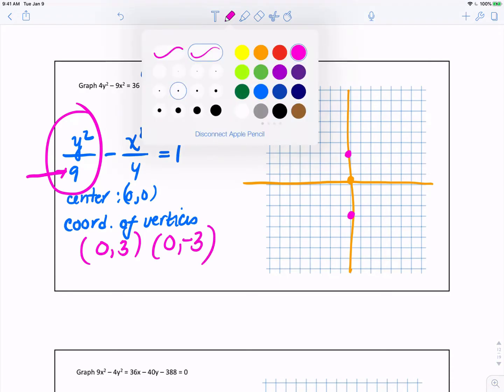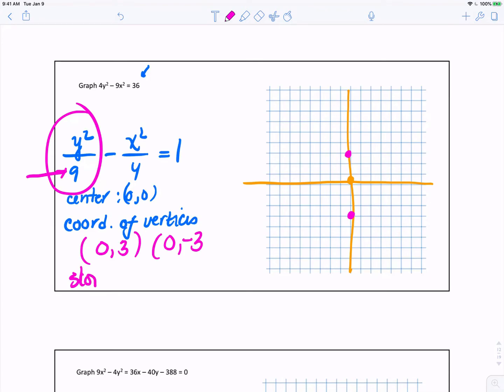Next, to finish graphing the hyperbola, we need the slopes of the asymptotes. So the slopes of the asymptotes, why don't I pause there? Go ahead and fill in the slopes of the asymptotes.